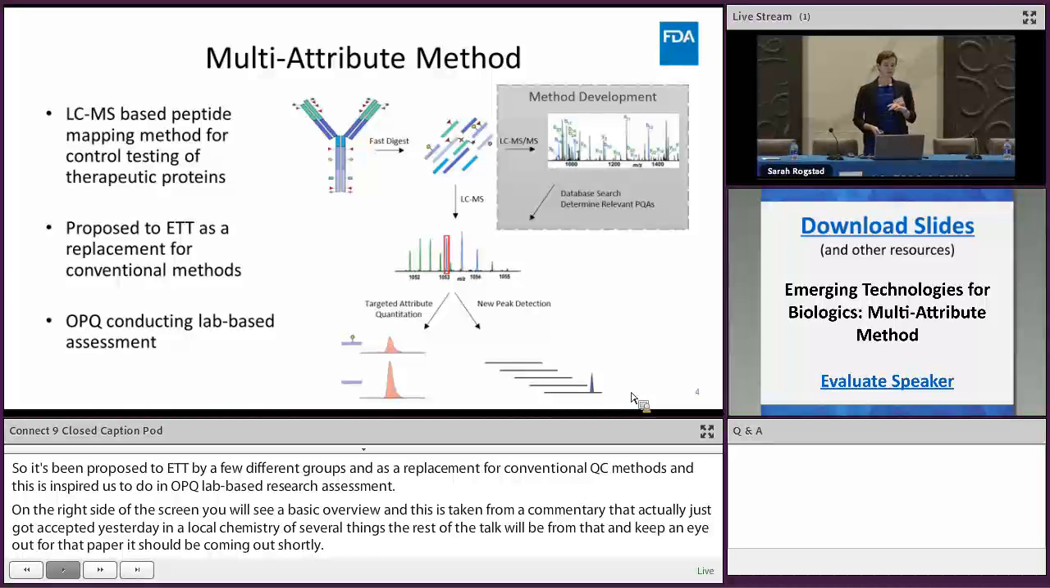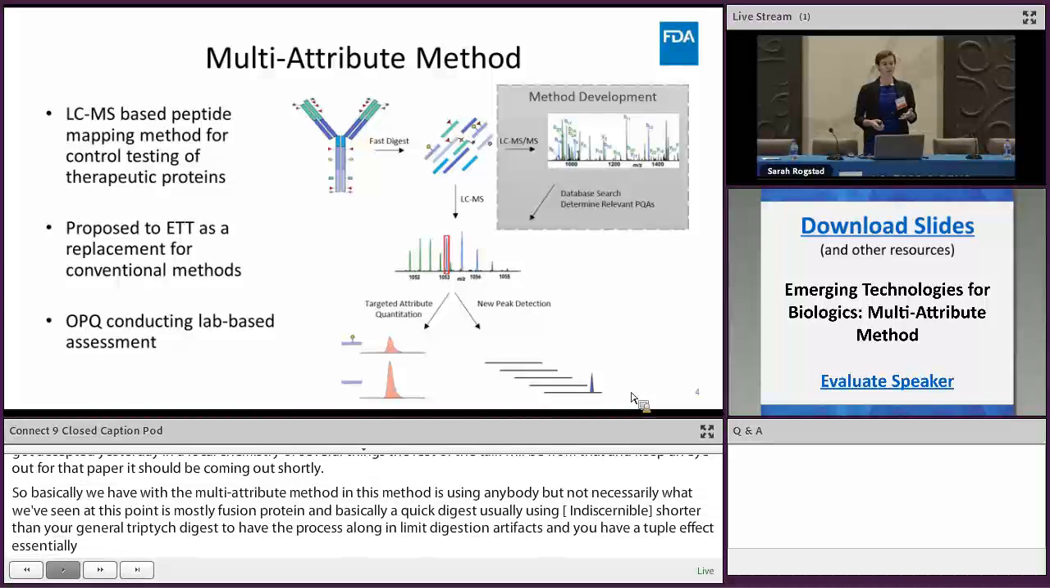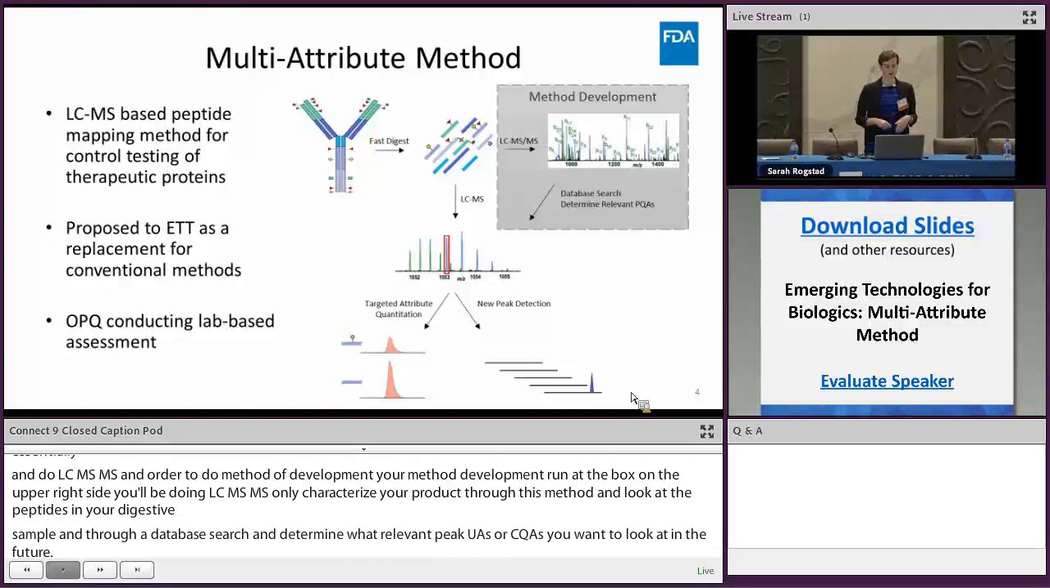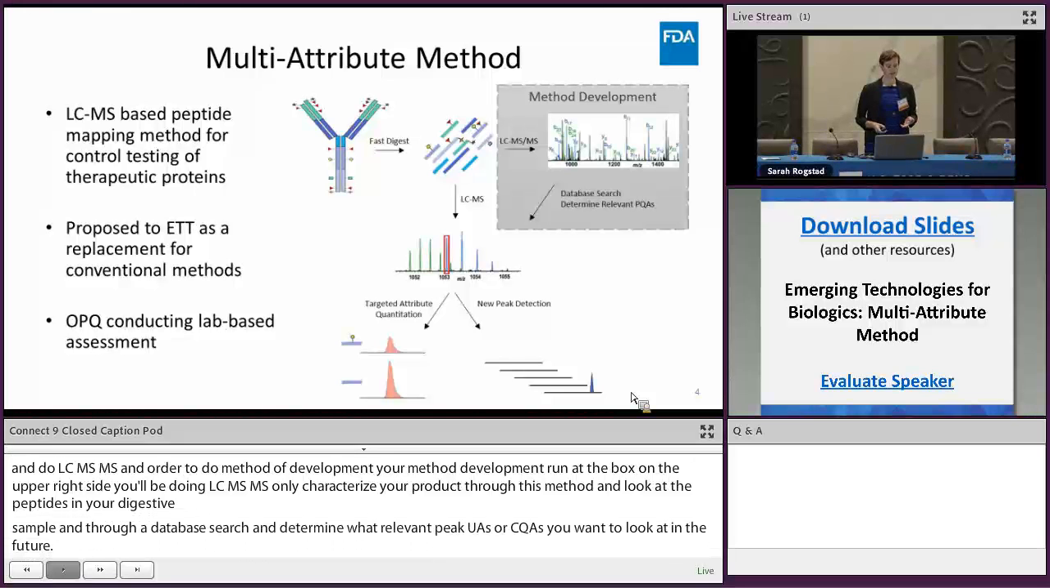So in your method development run in the box on the upper right side, you'll be doing LC-MS, fully characterize your product through this method. So you'll look at all the different peptides that are in your digested sample, do a database search, and then determine what relevant PQAs or CQAs you would want to look at in the future. After you fully develop this method, you go back to just doing LC-MS. So you don't have quite as much data there.